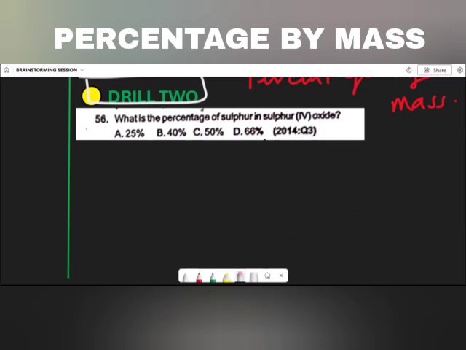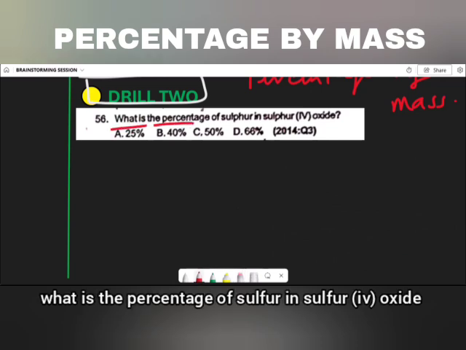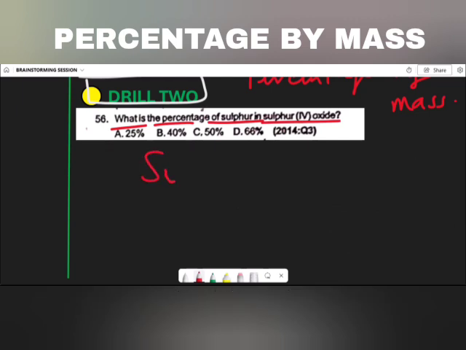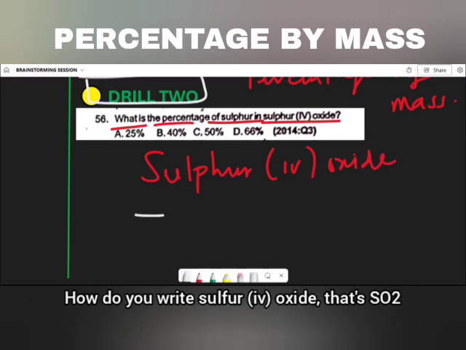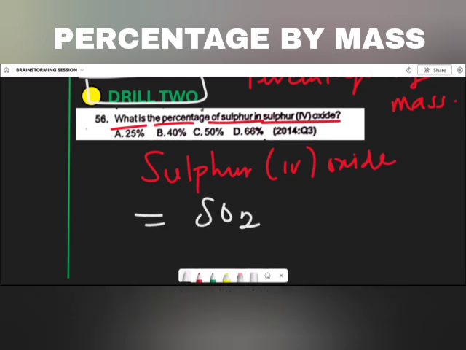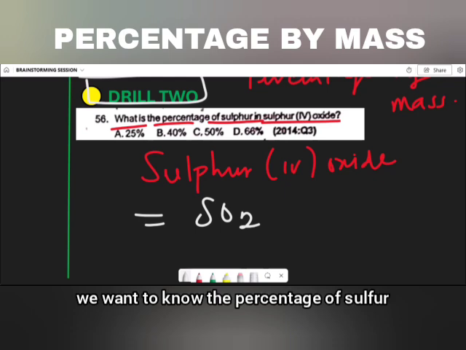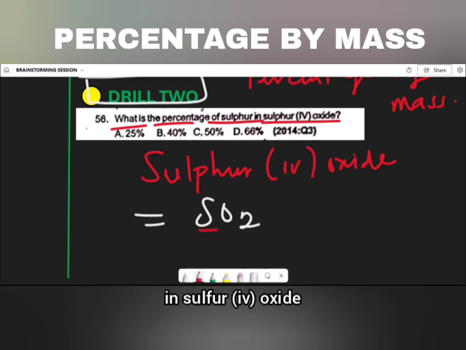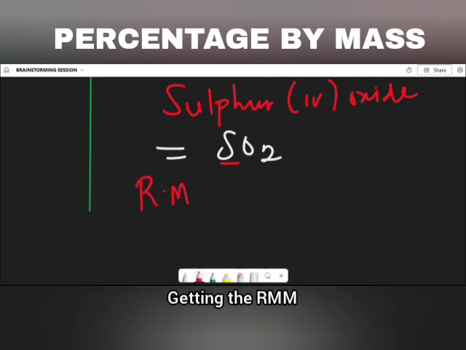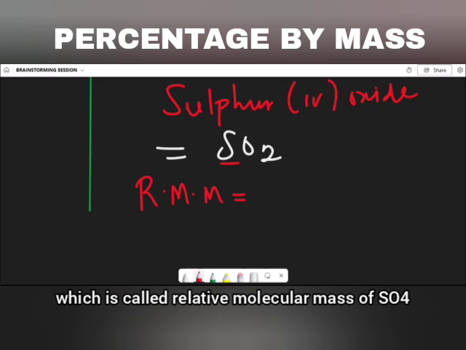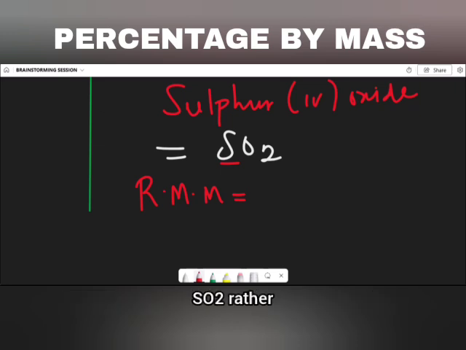Coming to our question, we are asked: what is the percentage of sulfur in sulfur oxide? How do you write sulfur oxide? That's SO2. So we want to know the percentage of sulfur in SO2. The very first thing you need to do is calculate the molecular mass of the compound, getting the RMM, which is called relative molecular mass, of SO2.